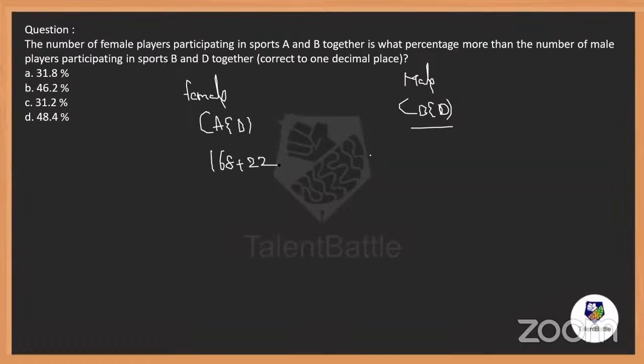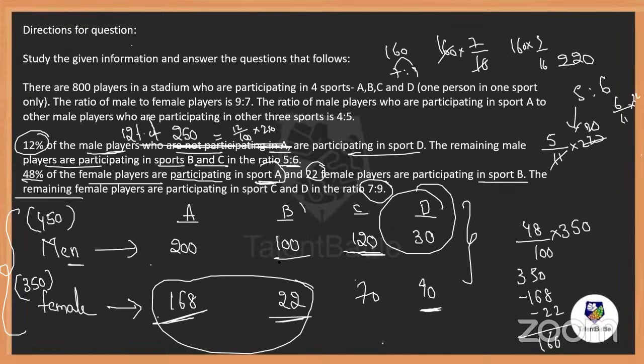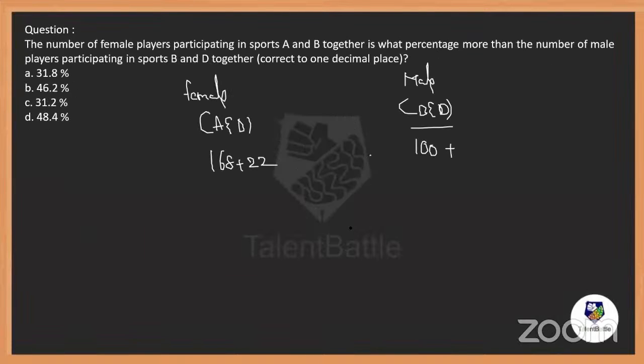168 plus 22, this one. This is B and D, which is 100 plus D is how much? 30. This is 100, this is 30. So you have the on-screen calculators. If anywhere you feel the calculation is lengthy, just make sure you use it. Okay, so 190 here and 30 here.